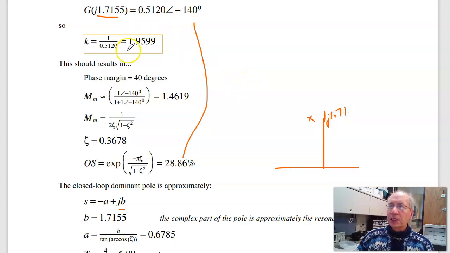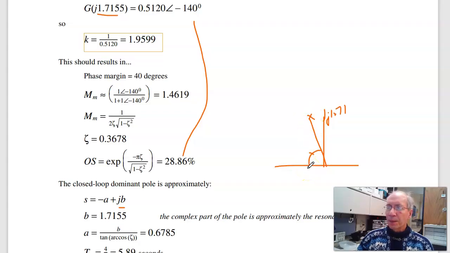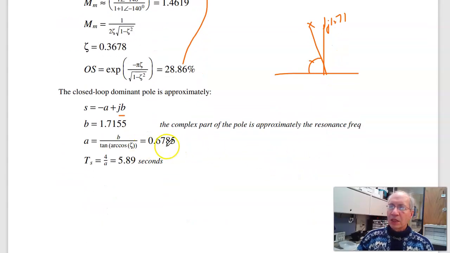The phase margin tells you resonance. Resonance tells you zeta. Zeta tells you the angle. If I know the complex part and the angle, I can tell you the real part. The real part's 0.67 or 5.89 second settling time.